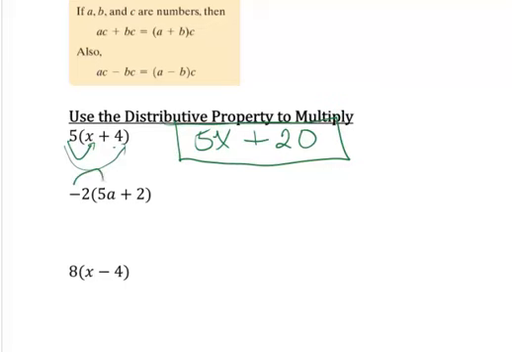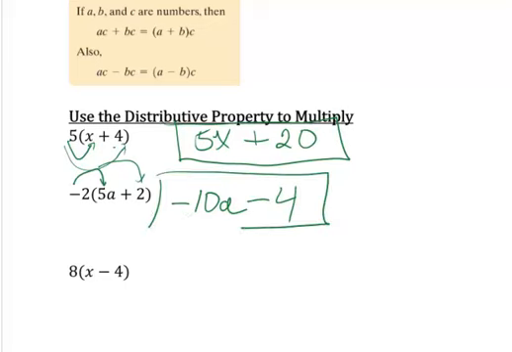I'll do the same thing for the next problem here. I'm going to go ahead and multiply. Negative 2 times 5a is a negative 10a. Negative 2 times a positive 2 is a negative 4. I can't combine those, and so I'll just leave them be.